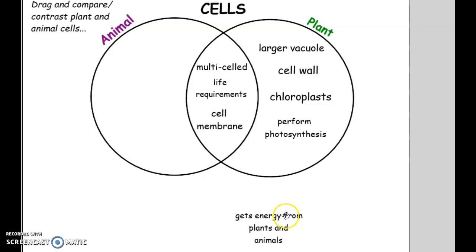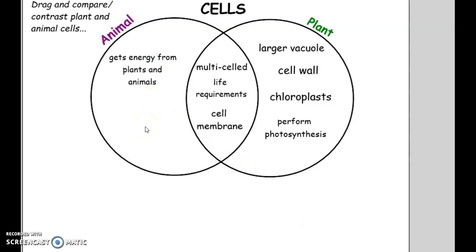But the animal cell, one thing I do want to mention is this piece here that says it gets energy from plants and animals. I want you to think about that for a minute because it ties into this next part of the unit, that animals get their energy, right, from eating either other animals or other plants. So I want you to consider that part as a factor.